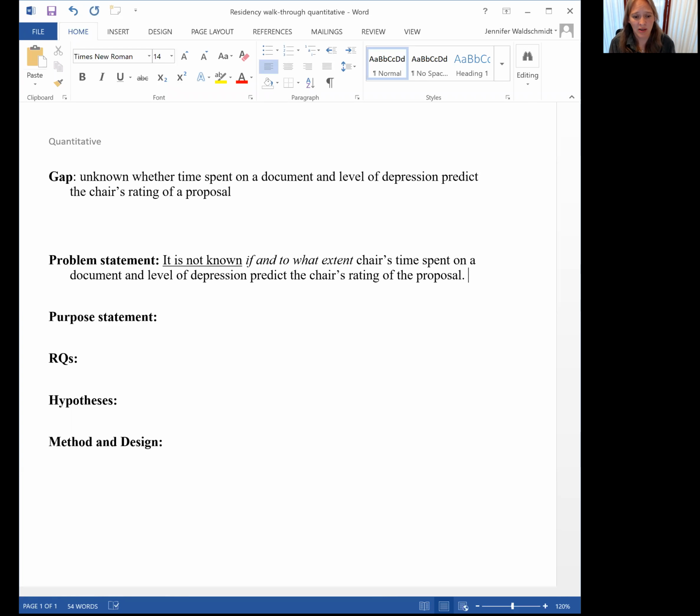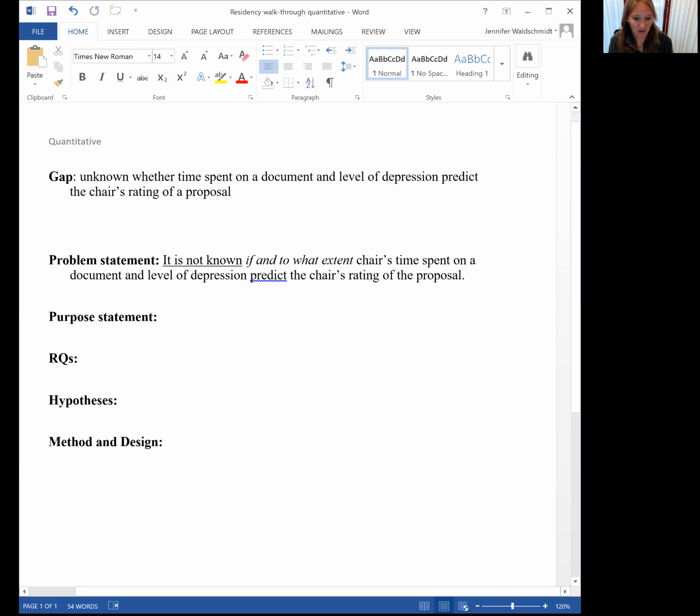So here's my problem statement at GCU. It is not known if and to what extent chair's time spent on a document and level of depression predict the chair's rating of the proposal. What I'm going to do now is copy this "if and to what extent" to the end of my sentence. Literally going to copy it, and we're going to put it into our purpose statement here.